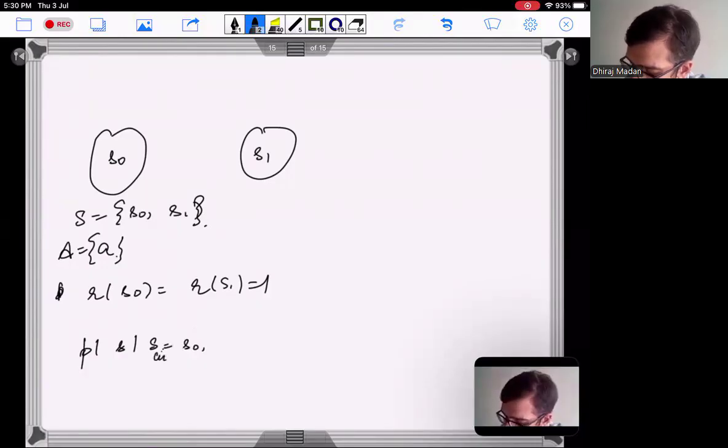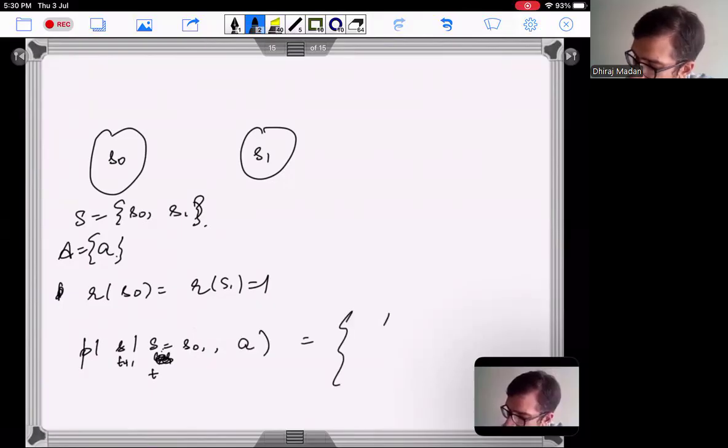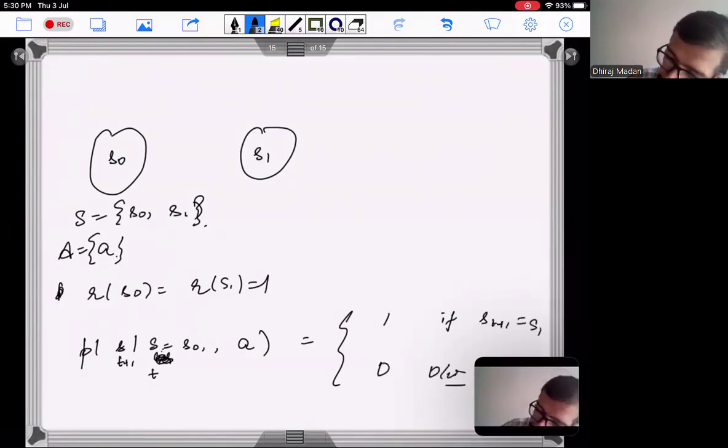So the current state ST is S naught. Defining the distribution of ST plus 1, the action is just A. So this probability is 1 if ST plus 1 is S1 and 0 otherwise. So basically you will always move to S1 with probability 1 if you take action A.